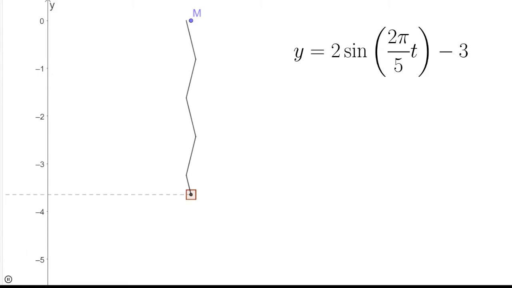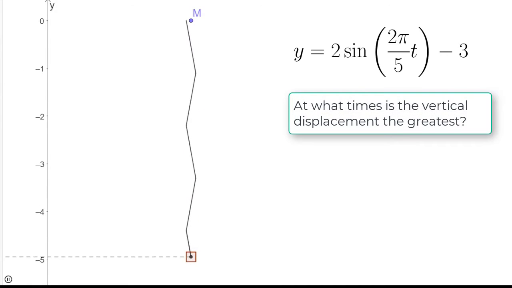But suppose we wanted to answer some questions about this spring going up and down. Suppose I wanted to know at what times is the object in its highest position? So right up here. We can see it happens more than once. In fact, it happens an infinite number of times. But what are those times?